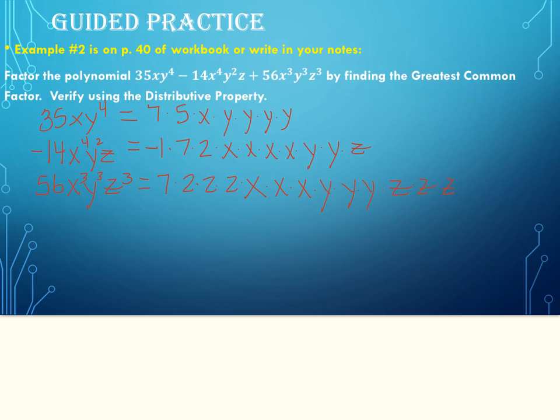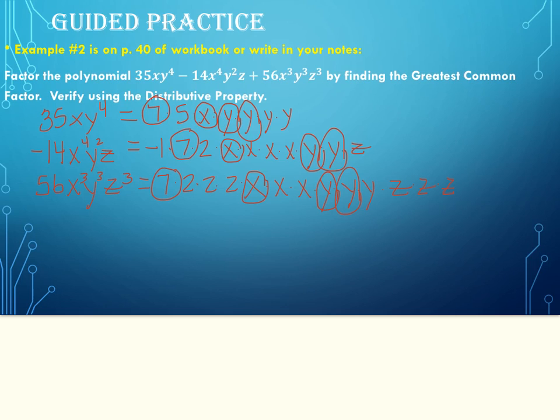So, looks like each one of them has a 7. As far as numbers, I think that's it. And then each one of them has 1 y, or 1 x, but there doesn't seem to be any more x's that all 3 have. Let's see, 1 y, 1 y, 1 y, another y, another y, and another y. The top one doesn't have any z's, so we have no z's in common.